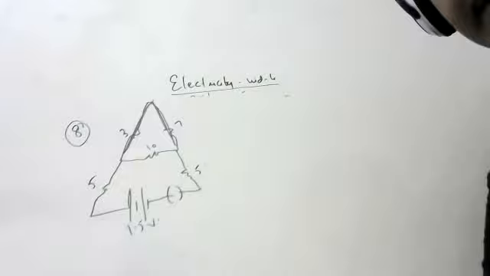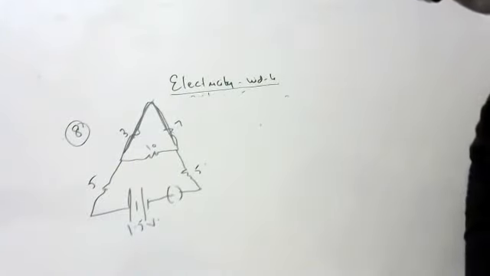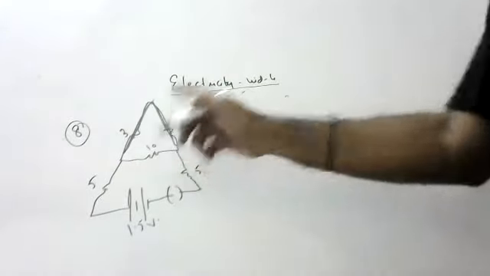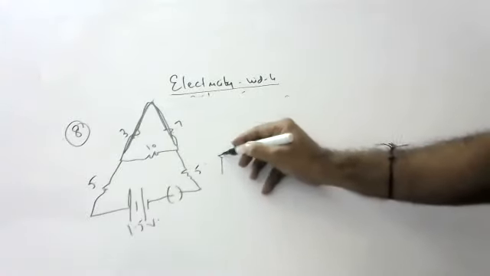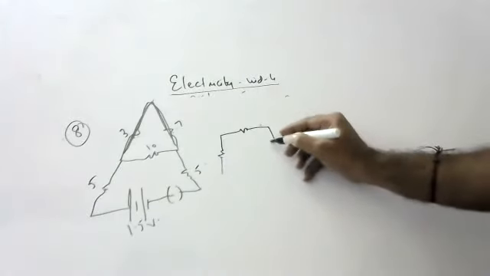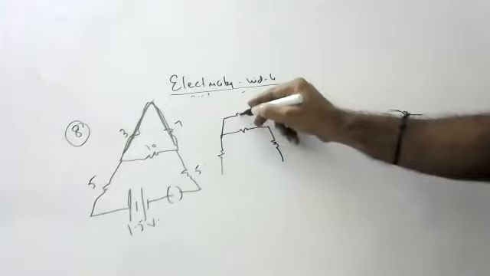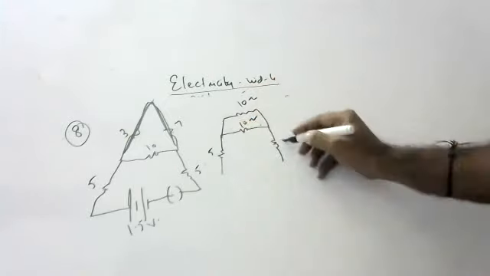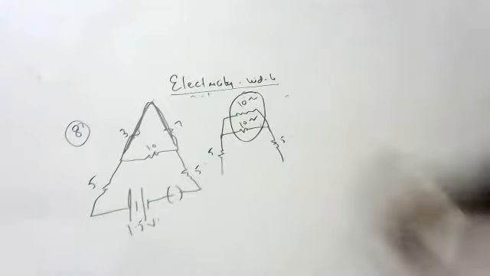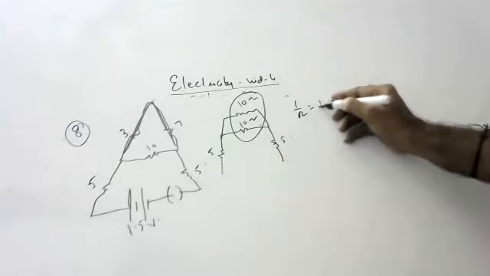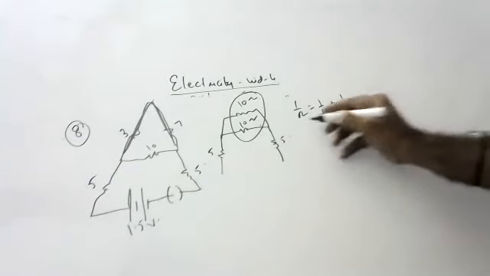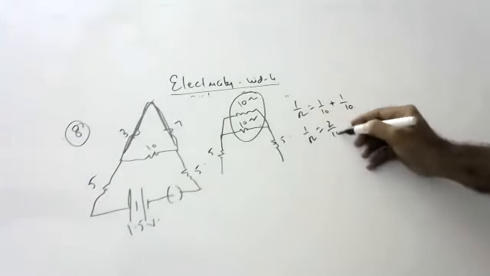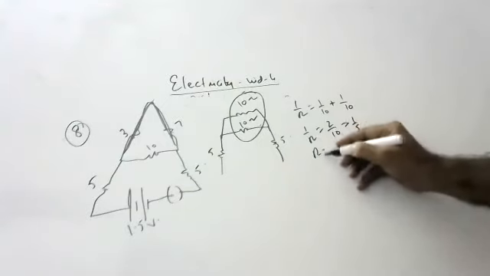Okay. So they both are in series. So now the figure will change like this. This is 10 ohm. This is 10 ohm. This is 5 ohm. This is 5. Now these both, how are they connected? Parallel. So 1 by R is equal to 1 by 10 plus 1 by 10, 2 by 10, that is 1 by 5. R is equal to 5 ohm.